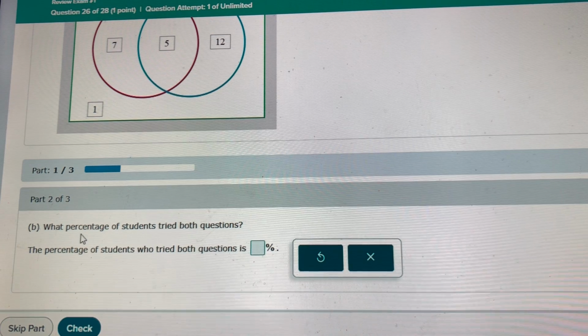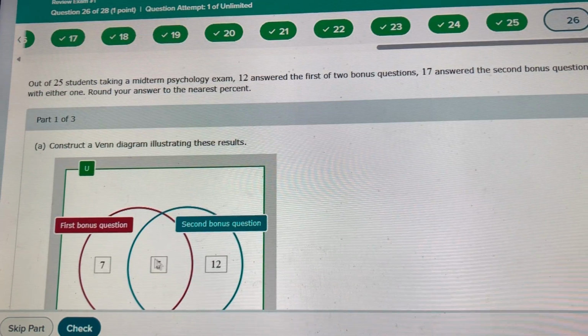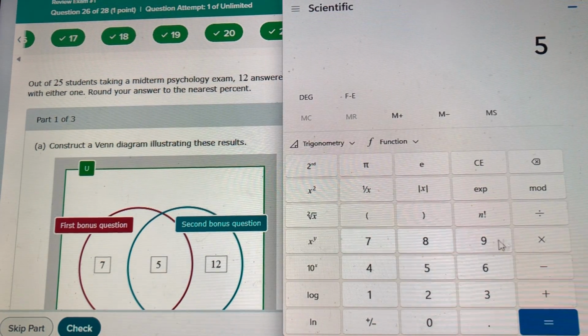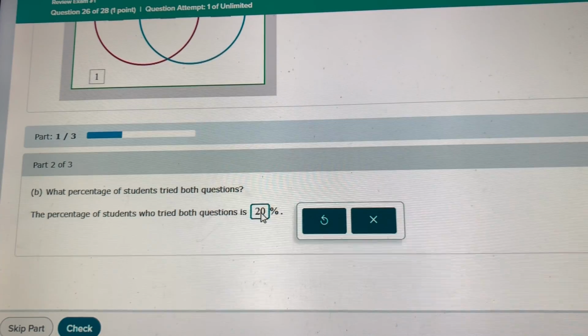What percentage, not how many, but what percentage of students tried both questions? That's the both, this 5 right here. But it's not how many, 5, it's what percent. Percent is when you do how many divided by the total. So if I do 5 divided by the total, that's the decimal version, and percent you multiply by 100. So 20% of the class tried both of the bonus questions.